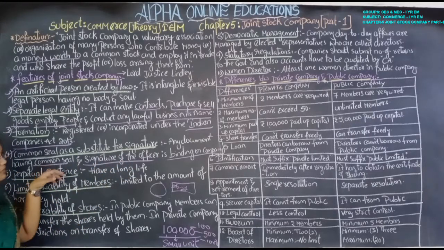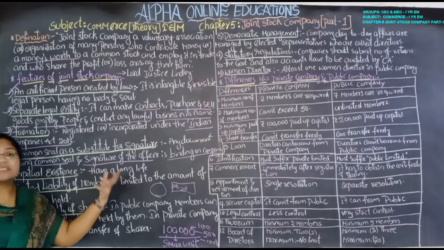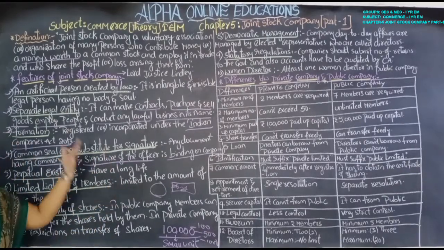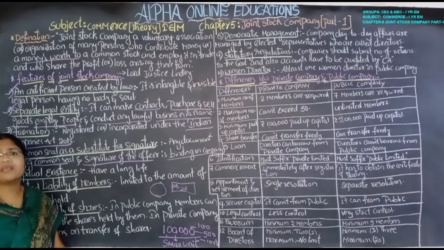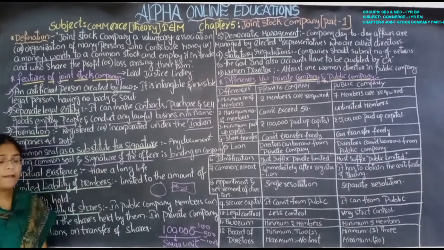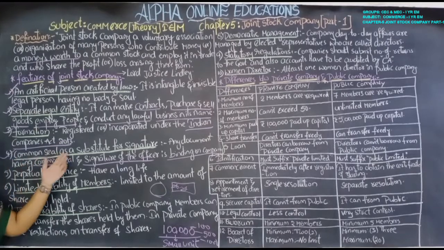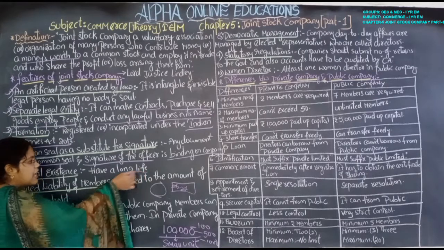Same way schools, colleges, these all are organizations. These all are artificial bodies. They don't have any hands or legs. Okay, so that's why we use the common seal as a substitute for signature. Perpetual existence, it has a long life.